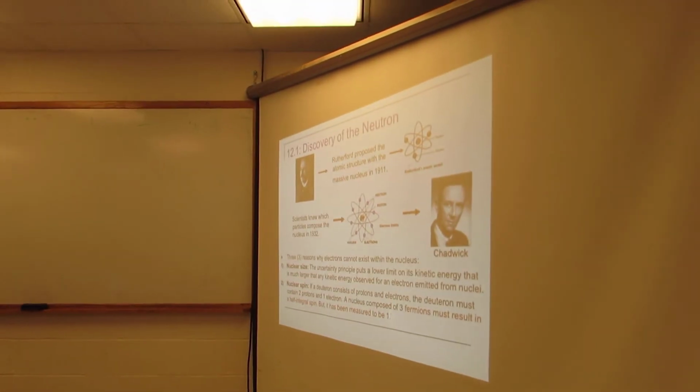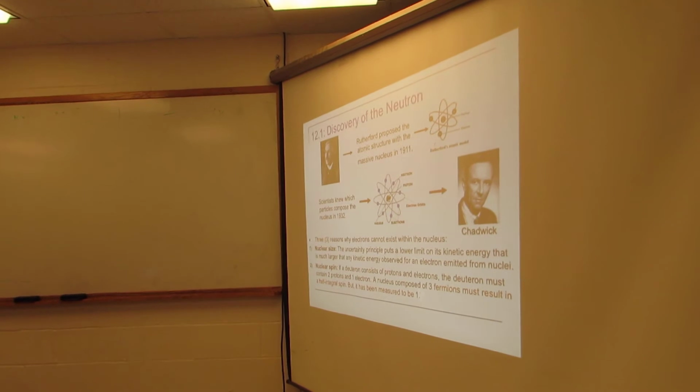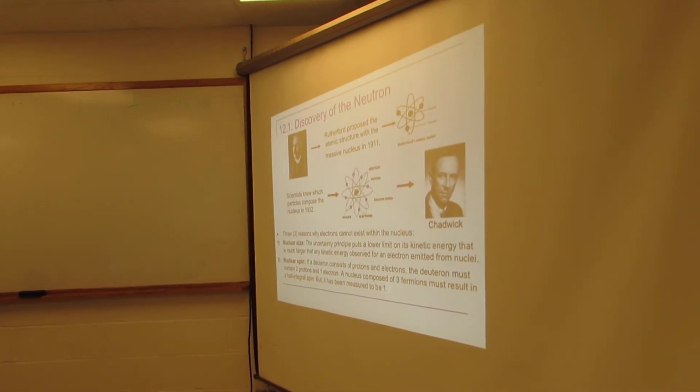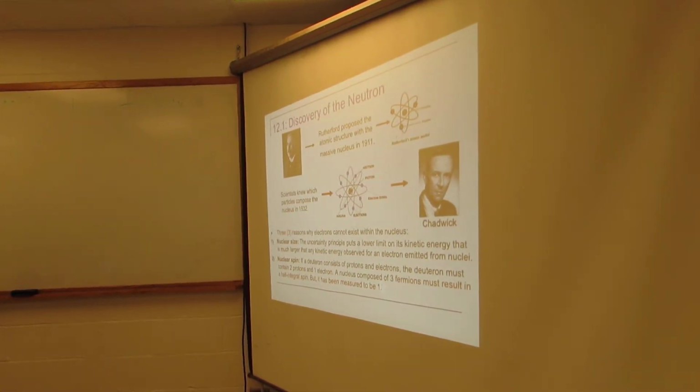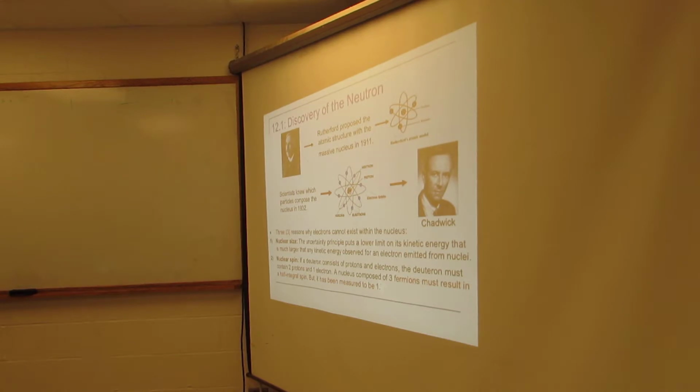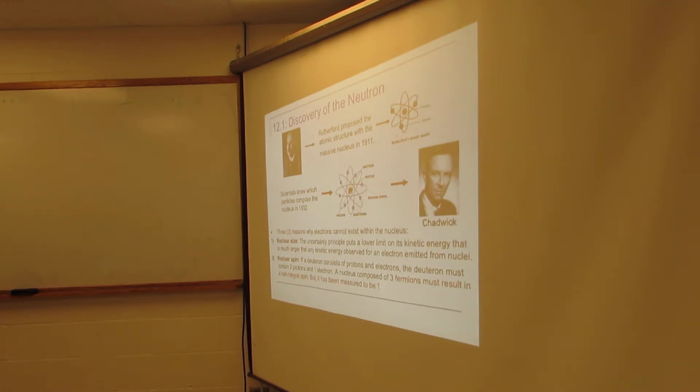Okay, the first thing is the discovery of the neutron. In 1911, Rutherford proposed the atomic structure with a massive nucleus, but this nucleus had only the protons in the center. Then the idea was electrons surrounding the nucleus, and that the nucleus was only protons.